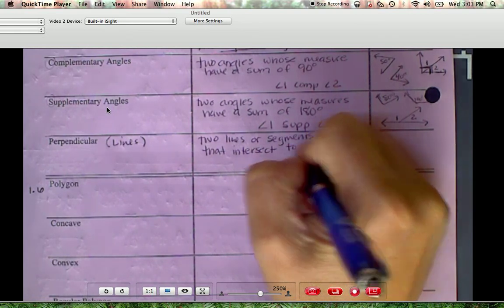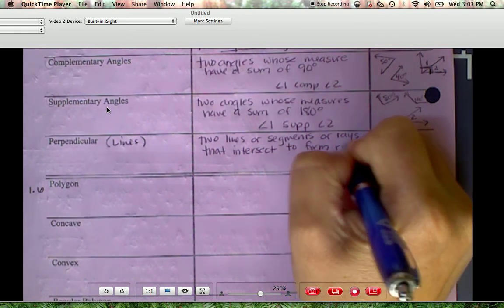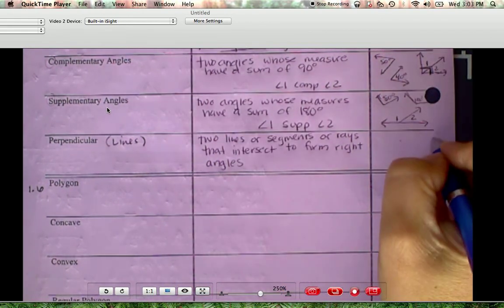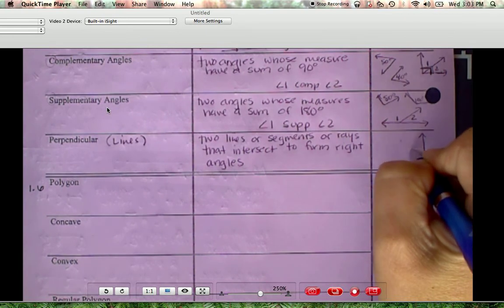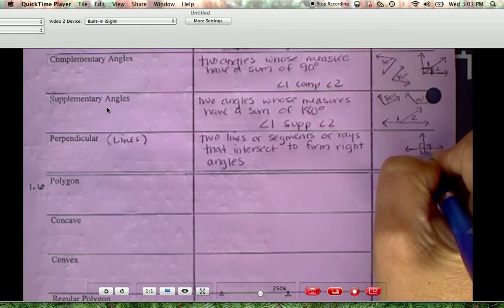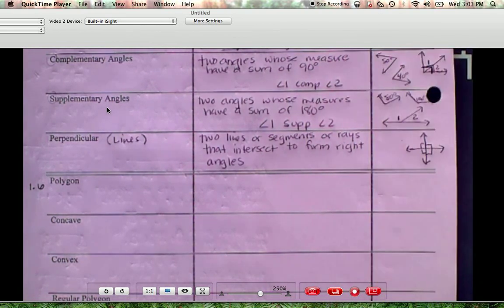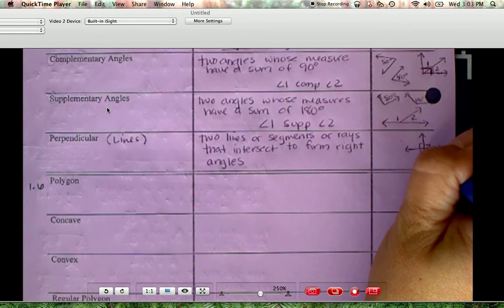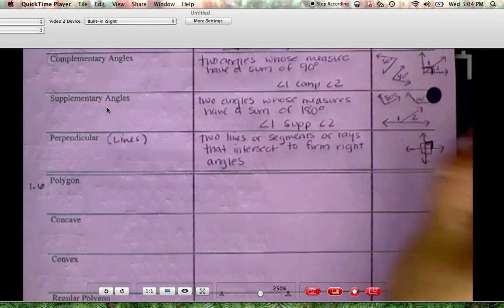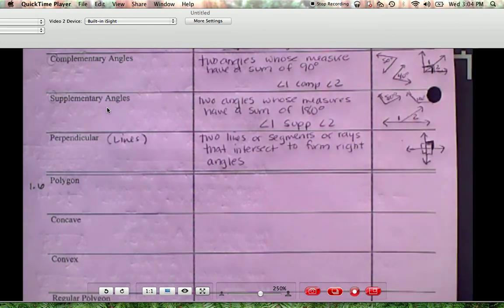They intersect to form right angles, okay? So if I have this line and this line, and when they intersect, they form technically 4 right angles, one in each corner. Then these lines are perpendicular. Now to show perpendicular, we only mark one of these right angles. You could mark all 4 if you want, but you're only required to mark one of them because then we know automatically that the other 3 would be right angles as well.